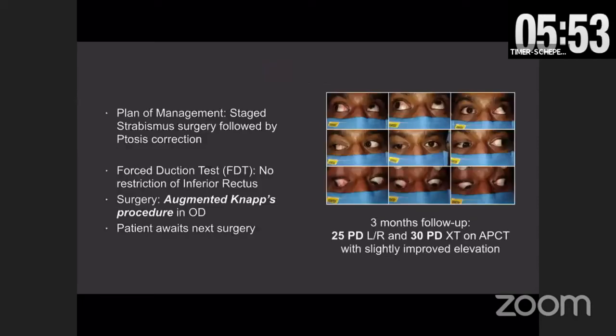He was planned to undergo staged strabismus surgery followed by ptosis correction. The force reduction test was negative for inferior rectus, and hence augmented NAPS procedure was planned in the right eye. At 3 months of follow-up, he measured 25 prism diopters of L over R with 30 prism diopters of exotropia on APCT with slightly improved elevation. This patient awaits next surgery.